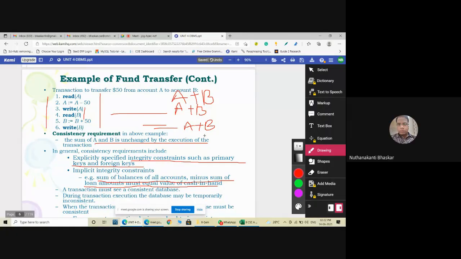A transaction must see a consistent database. If anything is going to go missing, this consistency check is always informed to the transaction.